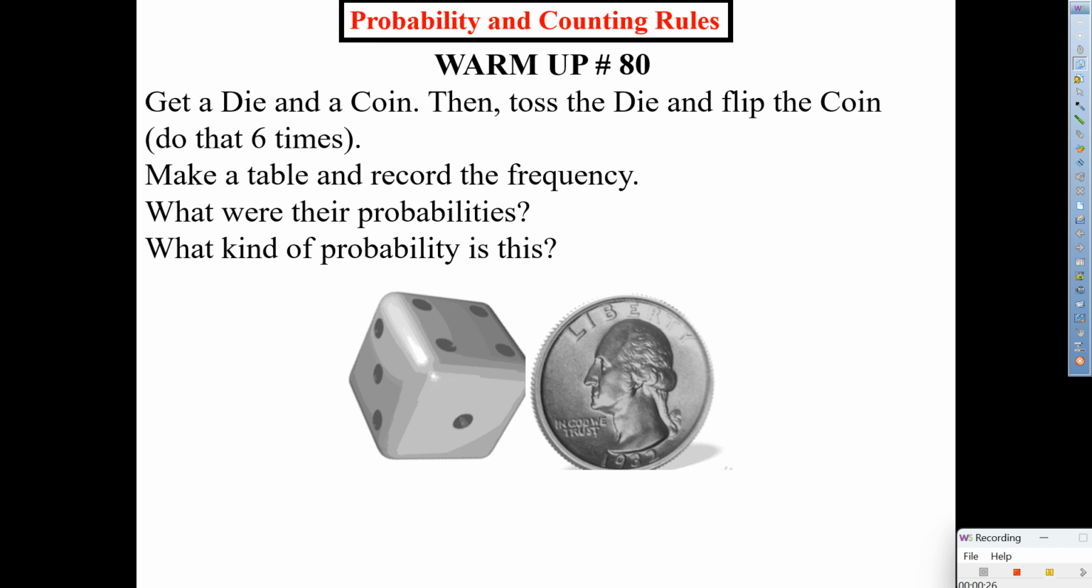All right, so you should have been finished with your table already. You wrote your probabilities, but what kind of probability is this? Diego. What is it? Empirical. Yeah, you have to experience it.